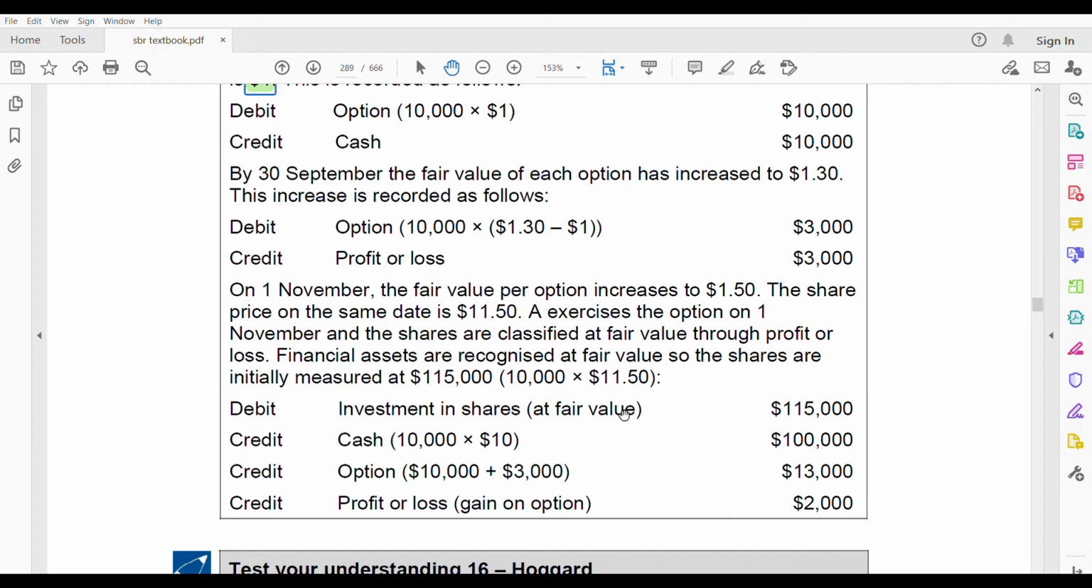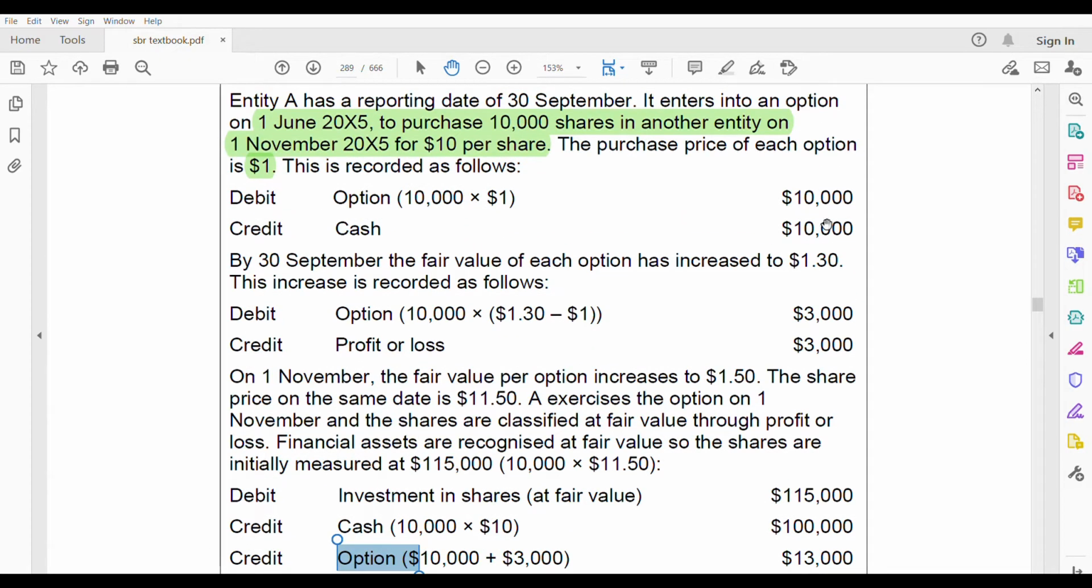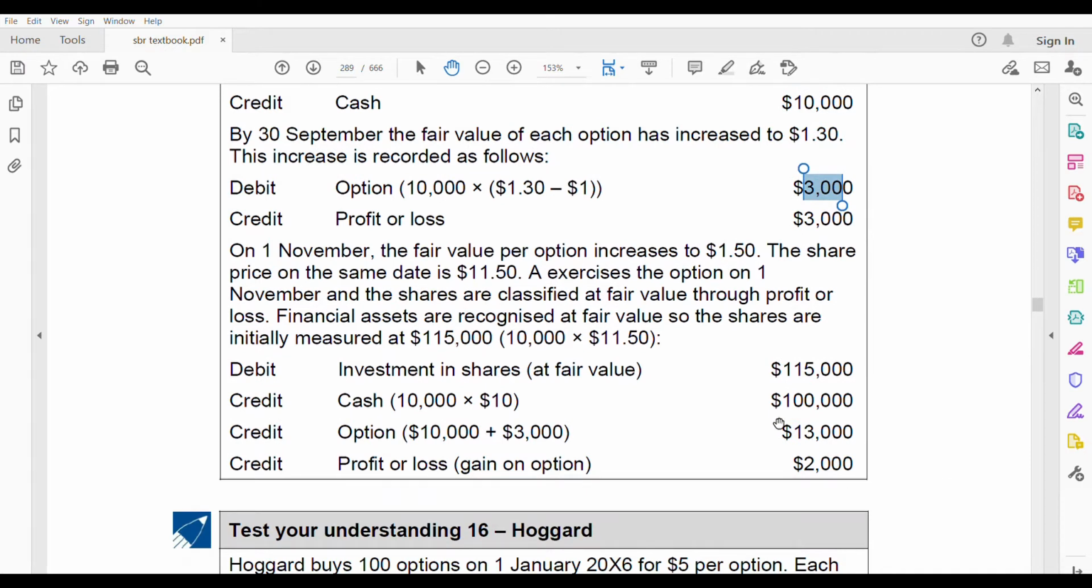So 100,000. Option, you need to credit this time. This is not debit. You need to credit option this time, 10,000 plus 3,000. Why? You purchased the option, but on 1st of November you are exercising it. That means that option is not there anymore. That option is replaced by this investment in shares at fair value, which is a financial asset, right? So this option now you need to take on the credit side. Earlier you debited 10,000, and 3,000 for the fair value gain. Now you exercise, so there is no more option. It needs to be cancelled out. That's why 13,000 on the credit side. And profit and loss, the gain on the option. What is the gain on the option? From 1.3 to 1.5, so 2,000.